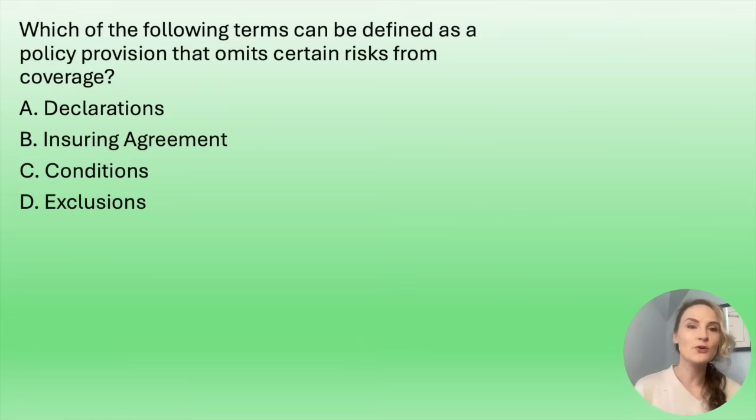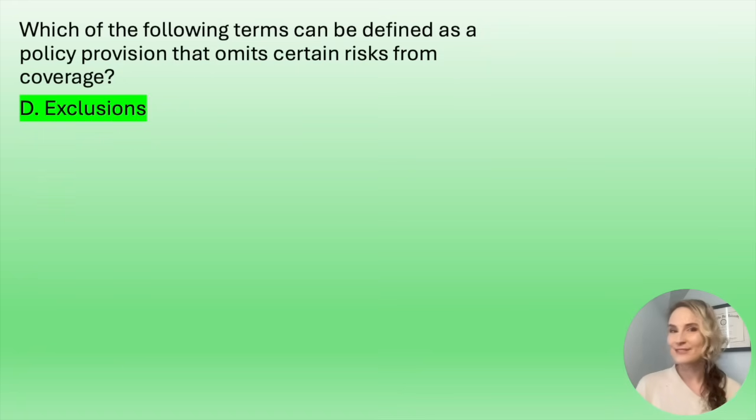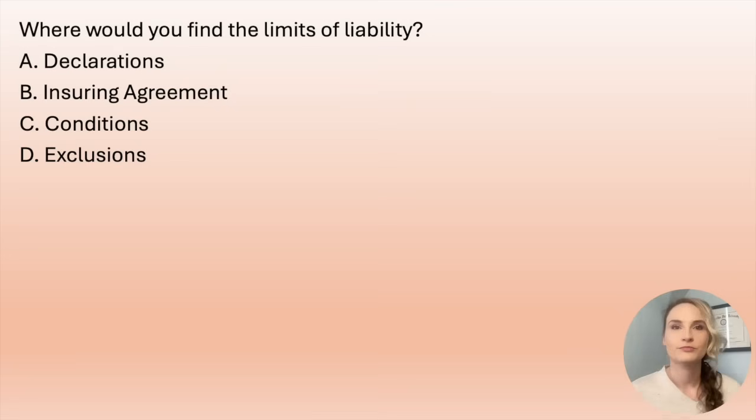Now we're on our third question. Which of the following terms can be defined as a policy provision that omits certain risks from coverage? Again, take a guess at what you think the correct answer is. And if you guessed exclusions, you are absolutely correct. The exclusions tell us what is not covered in an insurance policy.